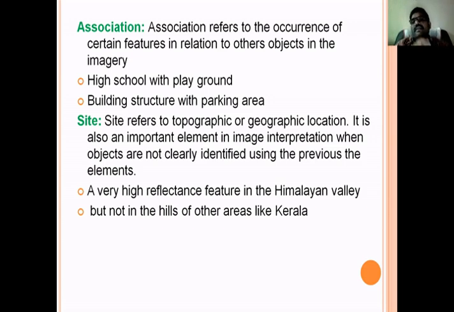It gives information. Either in a colony, it might be a school, and in a commercial area, based on the shape of the buildings and the empty area, analysts may conclude this might be a commercial complex. This might be a shopping mall. And the next one is site.